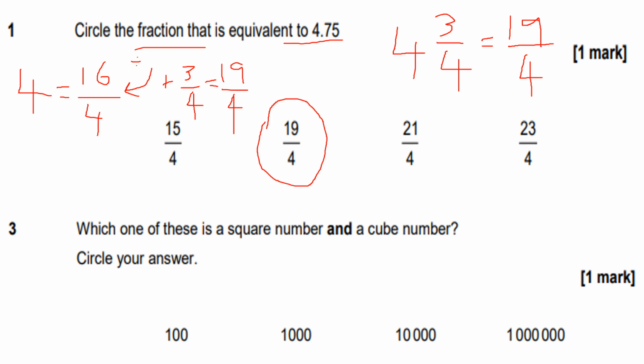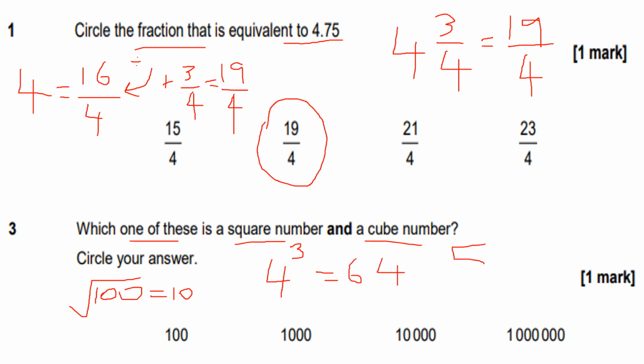Question number 3: which one of these is a square number and a cube number? So 100 is a square number because the square root of 100 is equal to 10. However, 100 is not a cube number, because 4 cubed is 64, and 5 cubed is 125. And 100 is between 64 and 125, so it's not actually a whole number there. It is not what I call an integer. So that rules that one out.